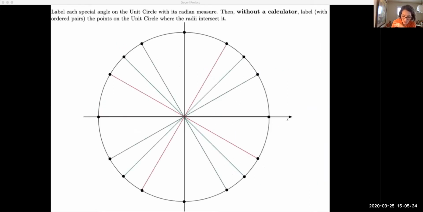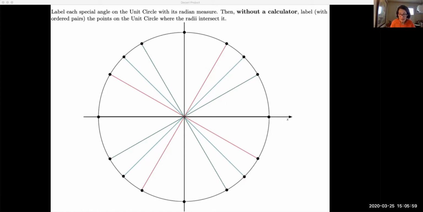All right, so here's the handout. It's a picture of the unit circle with a bunch of lines. I'm going to get you started, but you're going to print that out and it's going to be part of your homework for when you come back from break. So the instructions say label each special angle on the unit circle with its radian measure. And then, without a calculator, label the points on the unit circle with their coordinates.